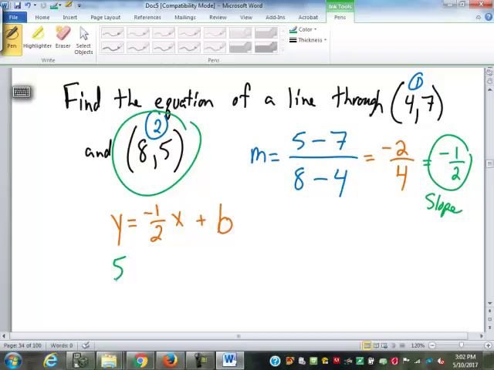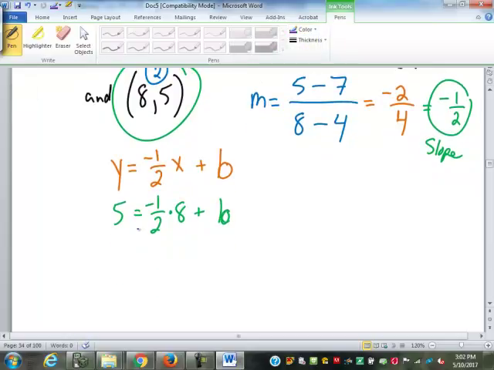The 5. Good. So then for x, we're going to put in 8. So now we're going to do the -1/2 times 8, which is -4. So 5 equals -4 plus b.